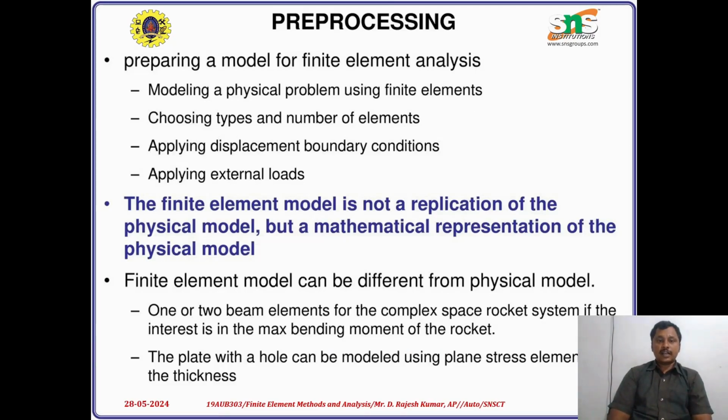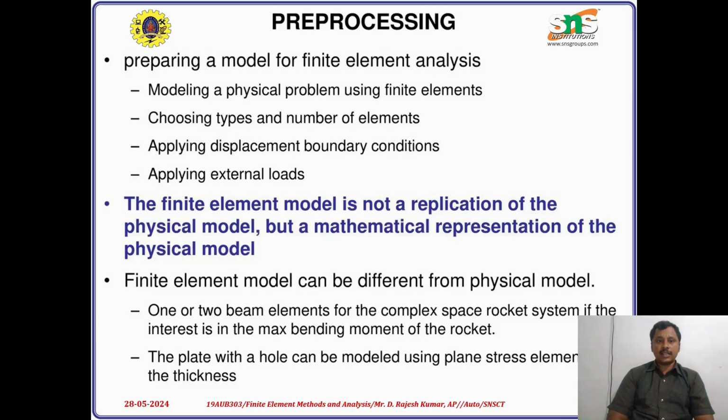Hello viewers, in continuation with the previous part, that is part one of the stages of FEM. In this part, we are going to see about the pre-processing. So let us recall the pre-processing stage of FEM.